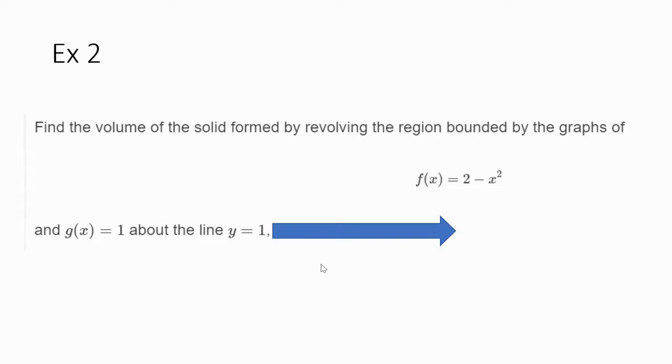Okay, so this is example 2. And again, I crossed out some stuff here because part of what I expect you to be able to do is to sketch this yourself. Okay, so I'm reading the problem then. Find the volume of the solid formed by revolving the region bounded by the graphs of y equals f of x is equal to 2 minus x squared, and g of x equal 1 about the line y equal 1.